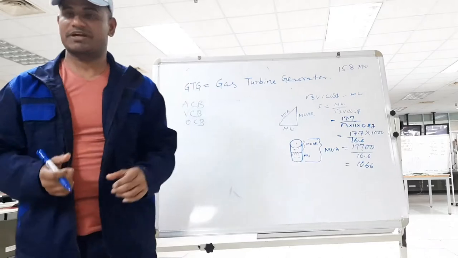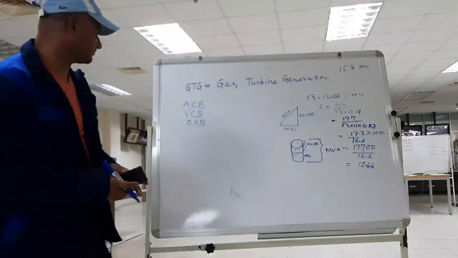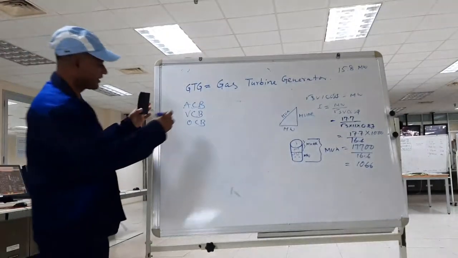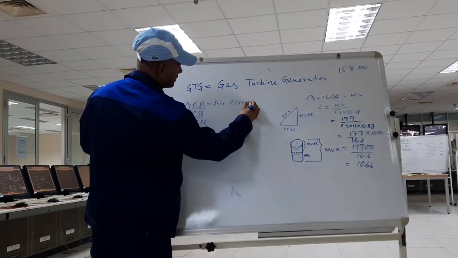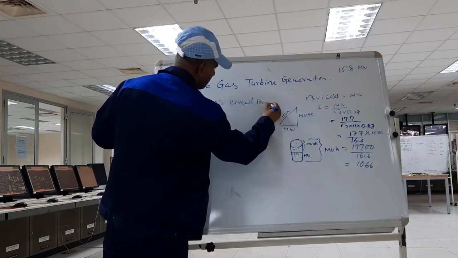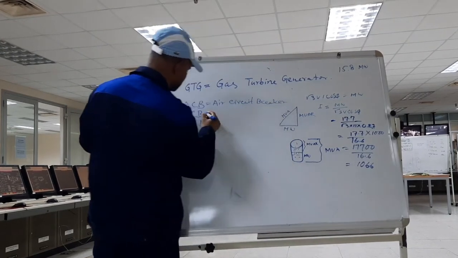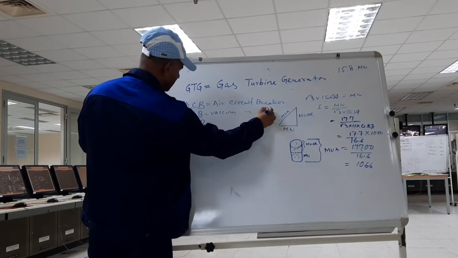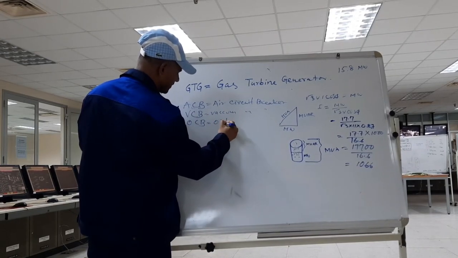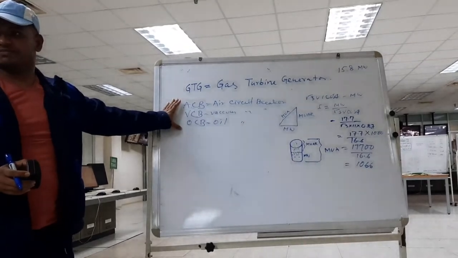But why are these circuit breakers used? ACB means air circuit breaker. BCB means vacuum circuit breaker. And OCB means oil circuit breaker. This circuit breaker, why are they using it?